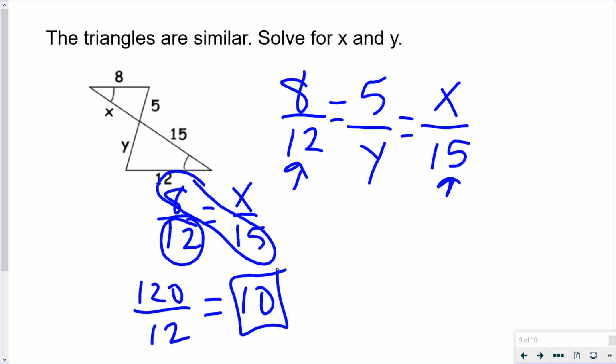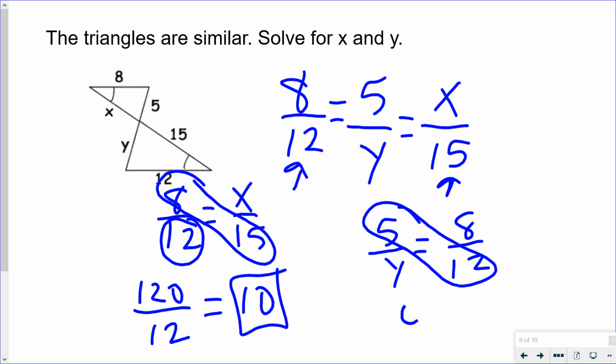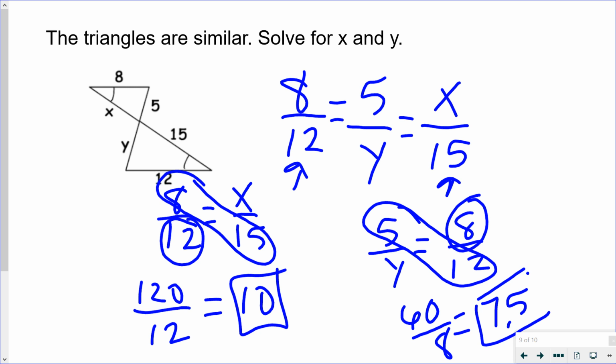I want to do the same thing for y. But this time, instead of using x over 15, I'm going to use 5 over y is equal to 8 over 12. Circle the bat. That's 5 times 12, which is 60. Divide by the ball, which is 8. So 60 divided by 8 is 7.5. So y is equal to 7.5.